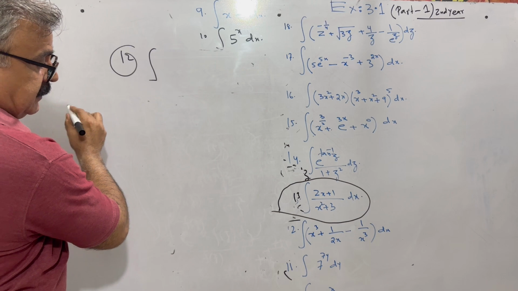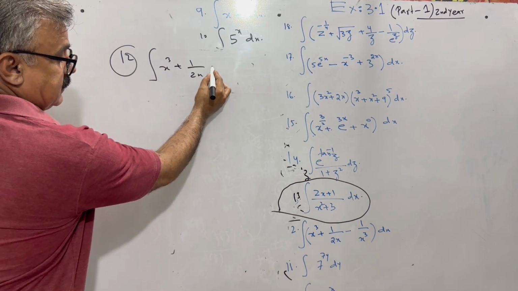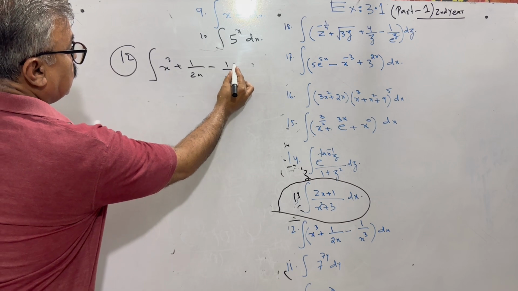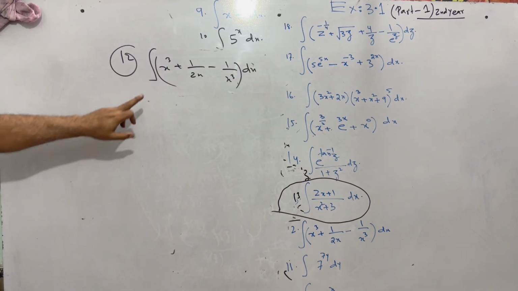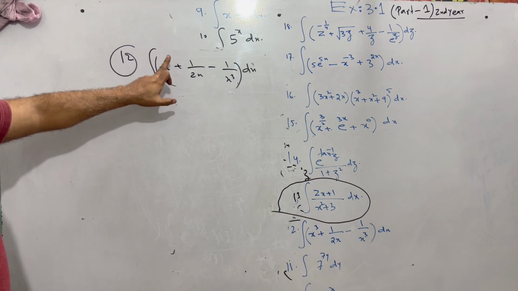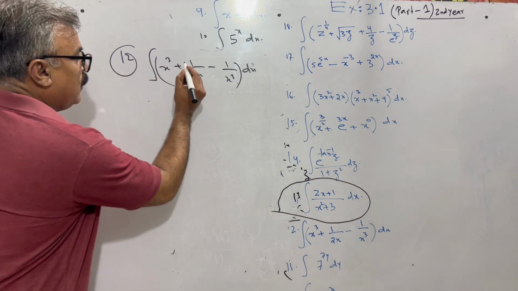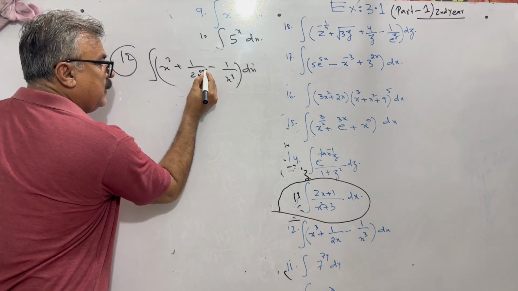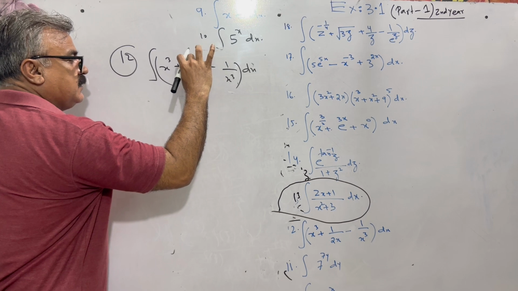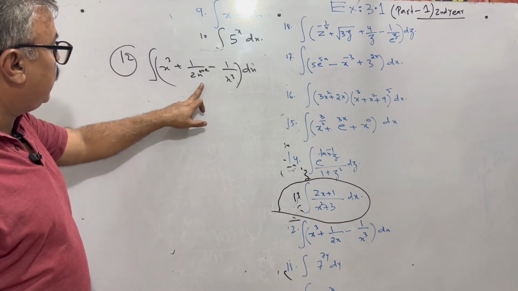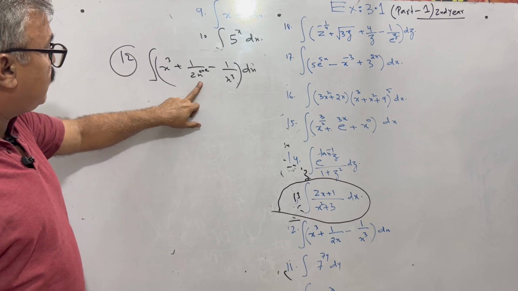Question 12 is the integral of x cube plus 1 over 2x minus 1 over x cube dx. It's a simple integration. Look, there is only x cube. Add 1 to the power and divide by the new power: x raised 4 divided by 4. For the term with power 1, let me write the 1 for you to give more clarity: x raised 1, it is the case of ln.